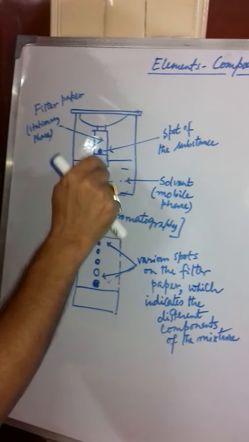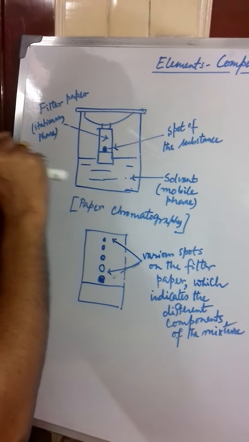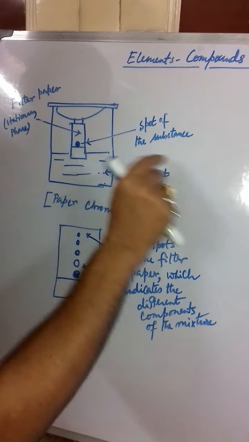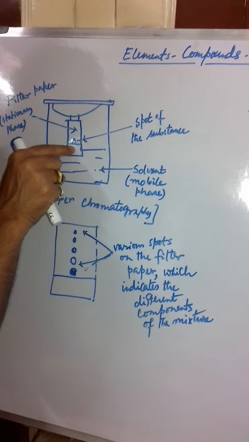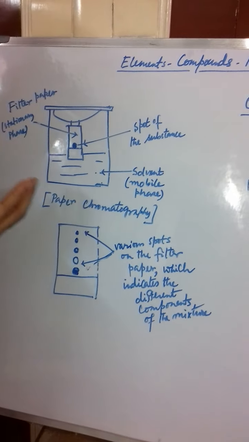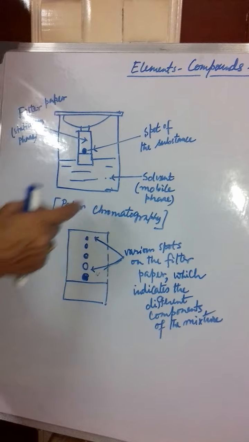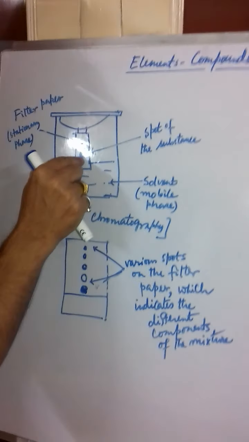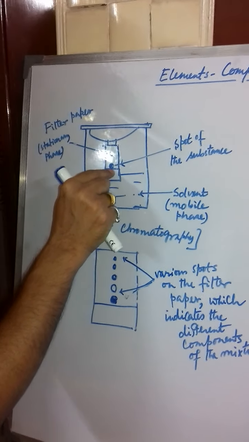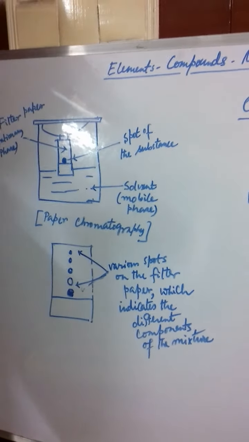First take the filter paper and make a line with a pencil. You see, this is the line. You have to mark a line on the filter paper at the bottom edge, and then place a drop of the mixture. Say you want to separate the components of an ink, so put a drop of ink on that line only. This dark shade indicates the spot of the substance, say the ink.